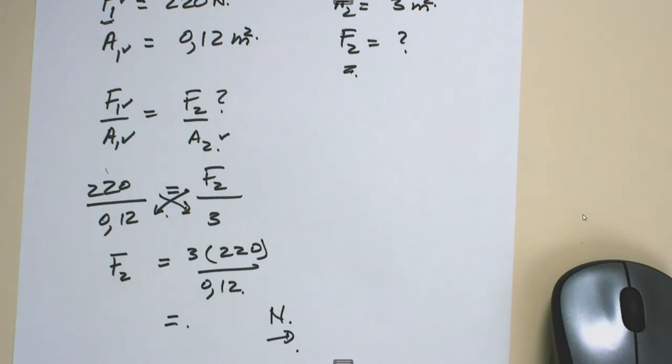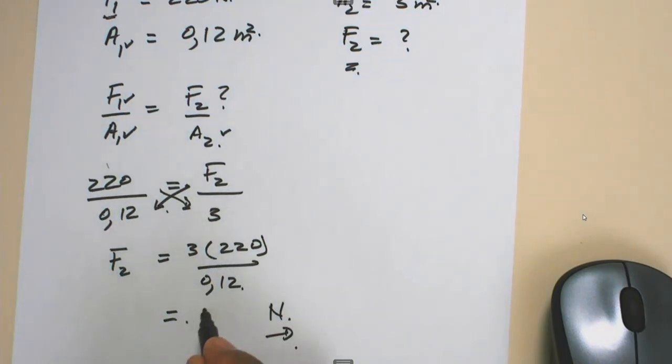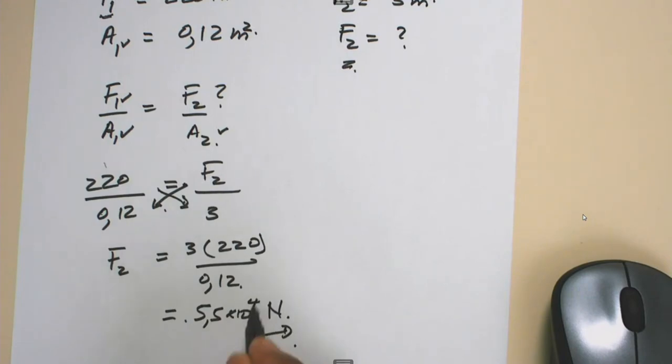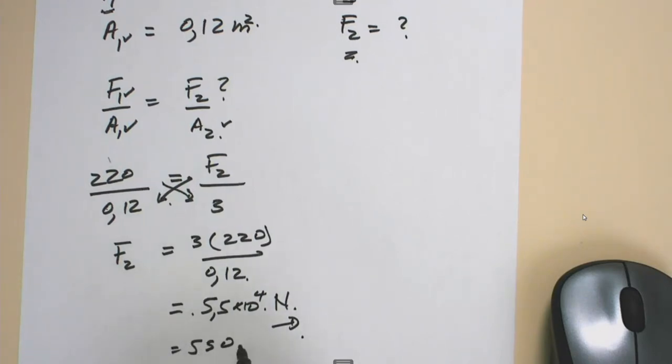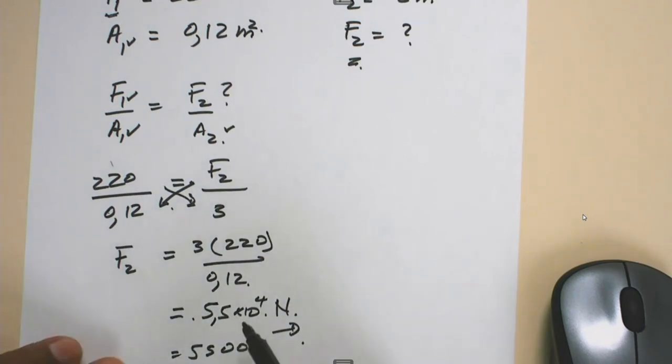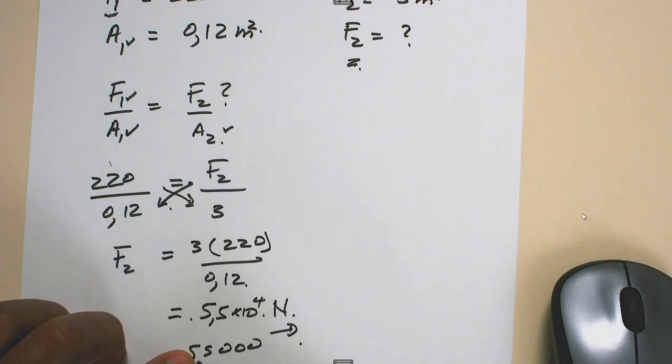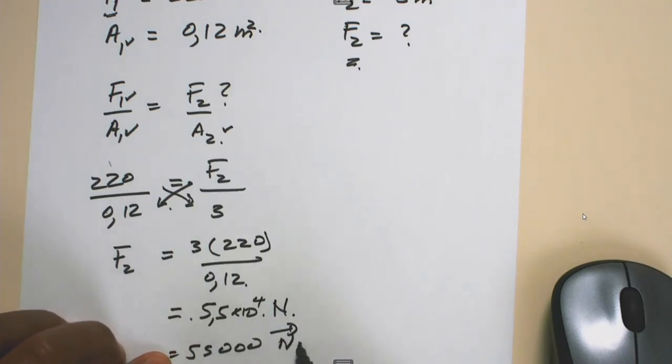Maybe we will just see that it actually makes sense. The way I look at it, it gives 5.5 times 10 to the power 4 newtons. So if you like, that would be 5, 5, and then you add, I think, 3 zeros. If you put here 1, 2, 3, 4. Yes, I think it will be something like that.